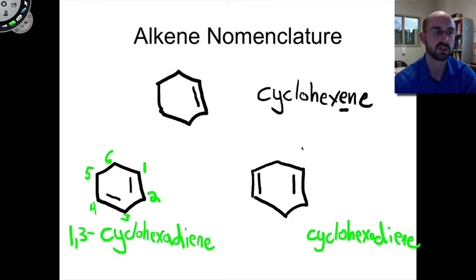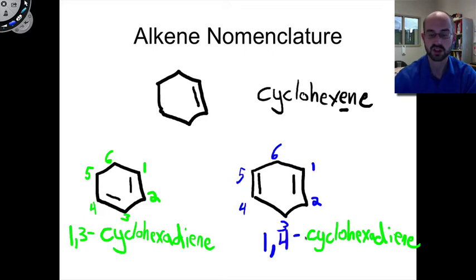On the right, if we number it the same way, 1, 2, 3, 4, 5, 6. Again, we kept 1 and 2 connected by an alkene. In this case, this is 1,4-cyclohexadiene.